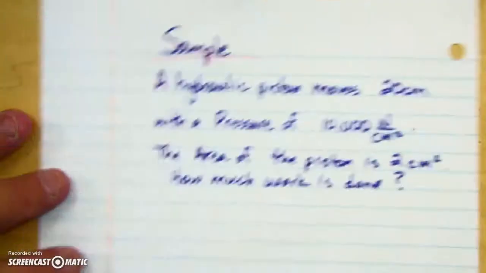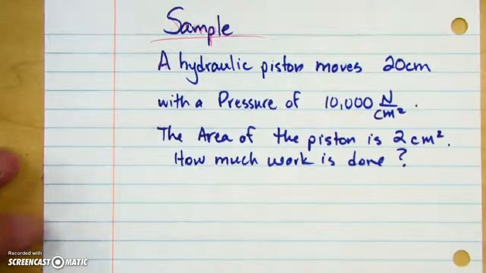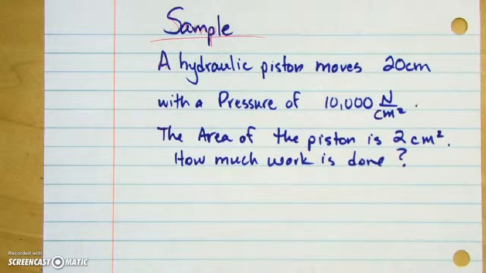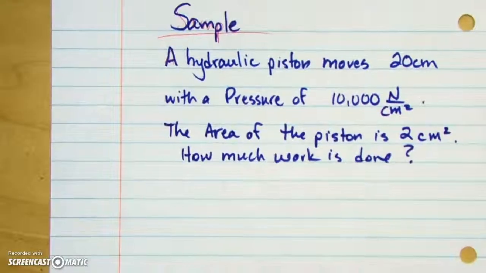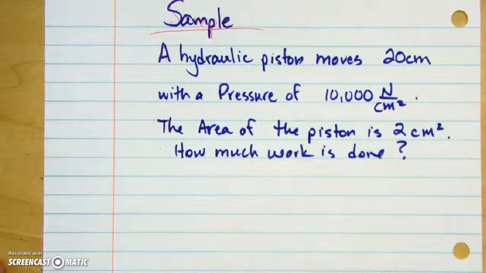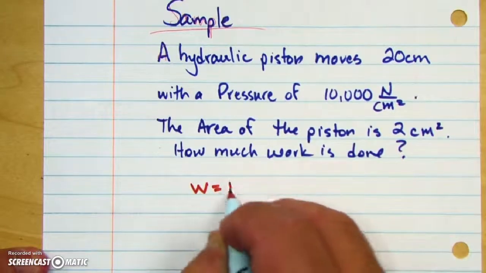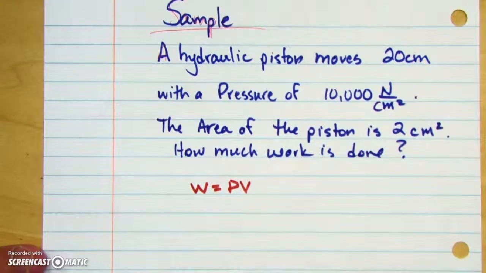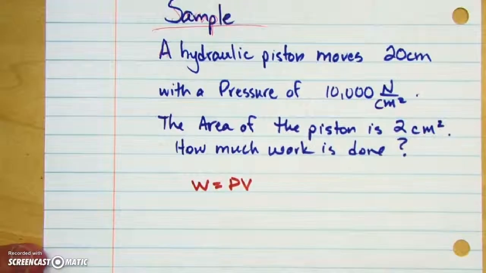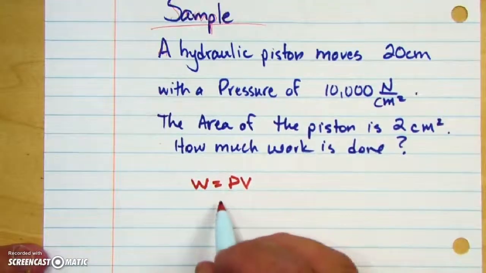Okay, let's look at an example problem. This is a type of example problem you could have to do. A hydraulic piston moves 20 centimeters when it's pushing something, and the pressure on it is 10,000 newtons per centimeter squared. The area of the piston is 2 centimeters squared. How much work is done? Well, we know we're talking about work. We know we've got pressure, so we know that work is equal to pressure times volume. Now, one of those is going to change.